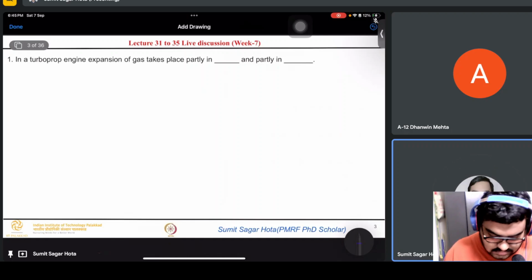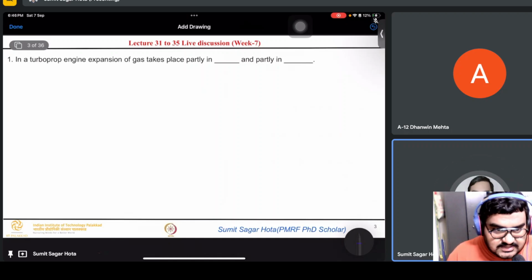The answer to this question is, in a turboprop engine, as the name suggests, turbo means there is a turbine, so some expansion takes place in the turbine. Next, a propeller is there, but with the turbine one more thing is connected, which is a nozzle, the exhaust nozzle, so that some of the expansion also takes place in that nozzle. So in a turboprop engine, the expansion of gas takes place in the turbine and the nozzle.